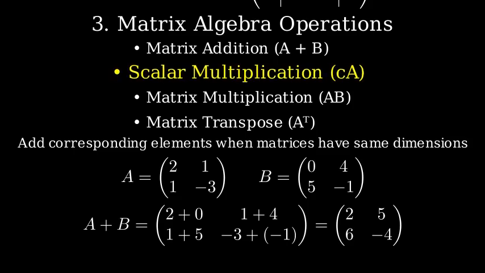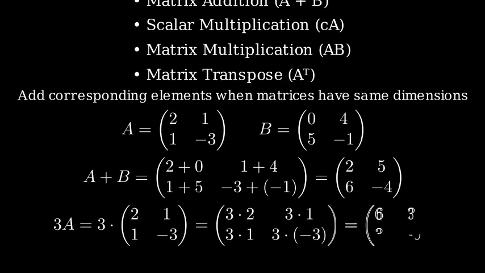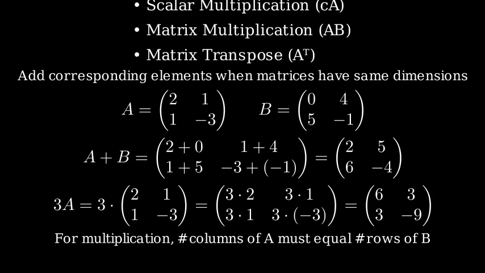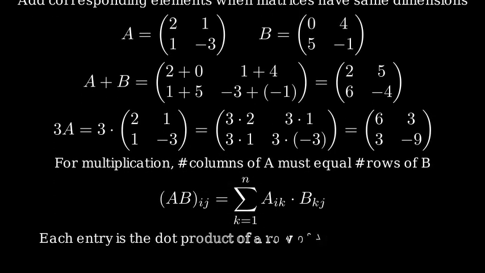Second, scalar multiplication. We can multiply a matrix by a scalar by multiplying each element of the matrix by that scalar. Third, matrix multiplication. To multiply matrices, the number of columns in the first matrix must equal the number of rows in the second. For our 2 by 2 matrices A and B, the product A times B is calculated using the following rule. The ij entry of A times B equals the dot product of the ith row of A and the jth column of B. Let's compute A times B for our example.